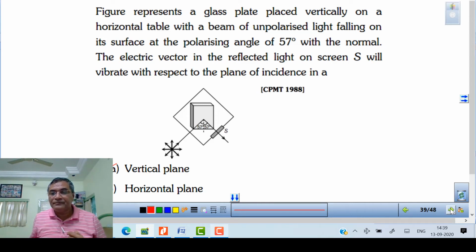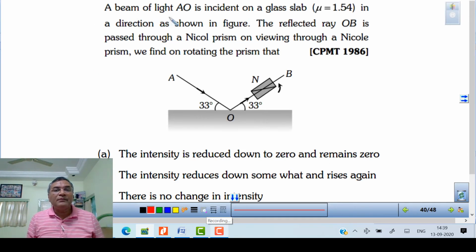Then next one. A beam of light AO is incident on a glass slab in the direction as shown in the figure. The reflected ray OB is passed through the Nicol prism. On viewing through the Nicol prism, Nicol prism is one type of polarizer only, we find on rotating the prism that... So first you should know what this angle is. 33 subtracted, so it is 57.